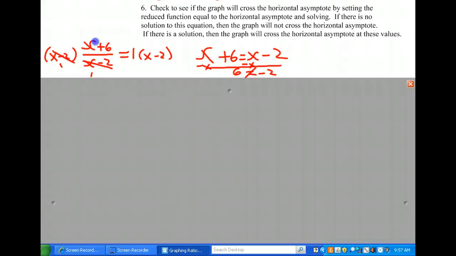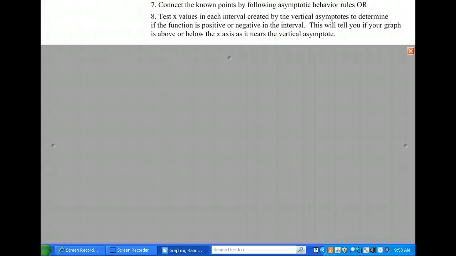Our next step is to connect the known points by following asymptotic behavior, or very simply, just create a little table and just plot a bunch of points so you can see the way your graph will look. And then we'll check that. However, what's important here is we test the x values in each interval created by the vertical asymptotes, because we want to know if the function is positive or negative depending on which section it's in. And this will tell you if your graph is above or below the x-axis as it nears the vertical asymptote.